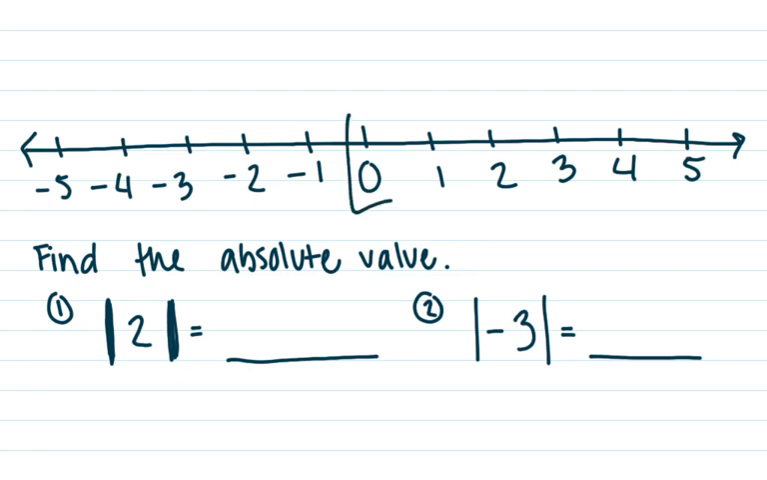Now, how far does 2 live from 0? Well, we know that 0 is right here, and here is 2. We just want to count the distance from 0 to 2. So that is 1 space and 2 spaces. So the absolute value of 2 is 2 spaces. It's a distance. It's how far the number lives from 0.